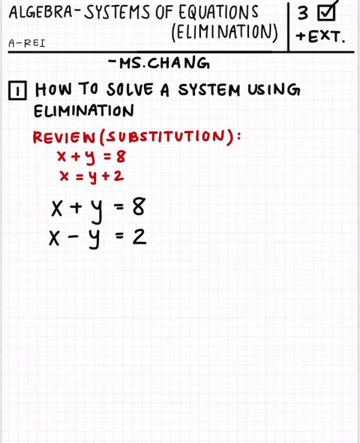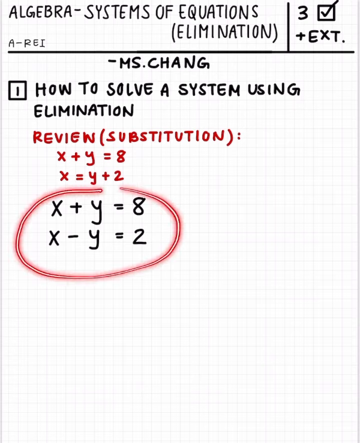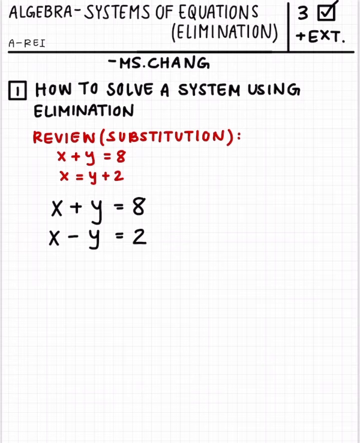In elimination, we have 2 equations in standard form, and we want to find an x and y that work for both equations. So to do this, we would add or subtract the equations to get an equation in one variable. In this case, we have x plus y equals 8 and x minus y equals 2, so to get rid of one of our variables, we can add our 2 equations together.